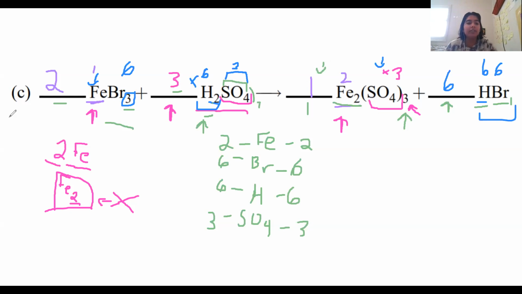So our final answer would be 2 FeBr3 plus 3 H2SO4 will yield, we like to say yield, 1 Fe2(SO4)3 plus, 6, oh that was a really bad 6. There we go, plus 6 HBr. All right, let me clear this board and let's do another one.